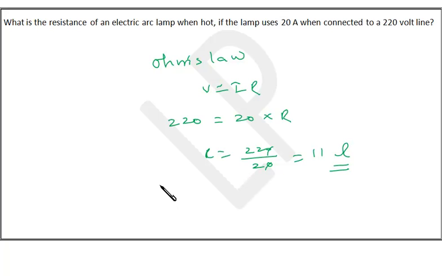I would repeat it once again over here. Potential difference across the lamp is given to us as 220. The current which is flowing is 20 ampere. Just put the value in this formula, V is equal to IR. Put the value of V, put the value of I, and you'll be getting the value of R. That's 11, and the unit of resistance is ohm, so it's 11 ohm.